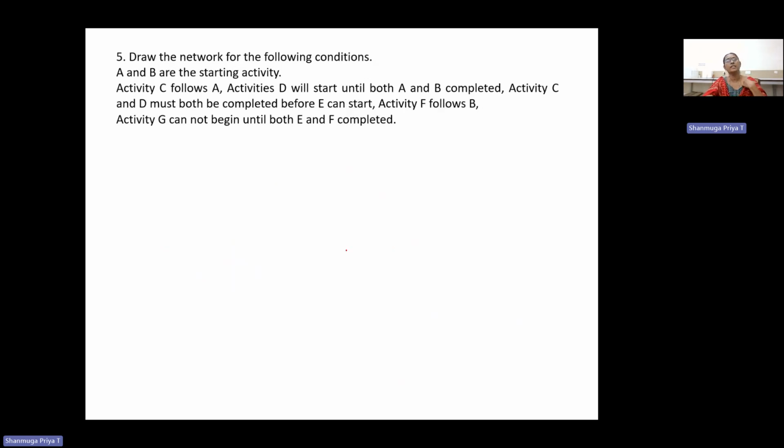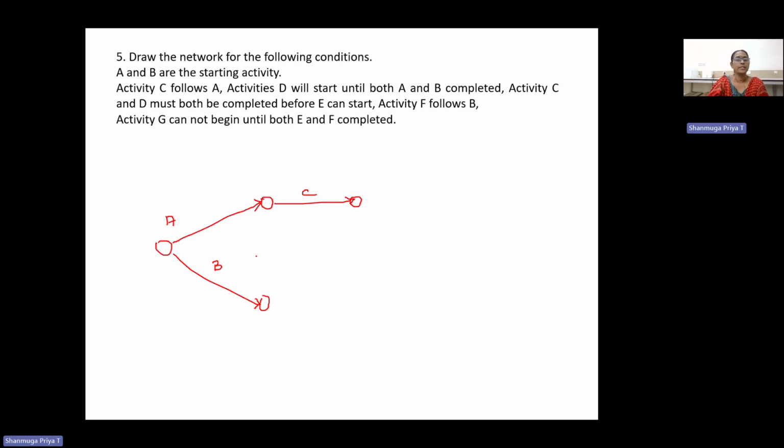So coming to drawing the network for the following condition. So A and B are the starting activities, same way. Here A and B again, A and B are the starting activities. So this is activity A and next is the activity B. So next, arrow mark. So don't forget to put the arrow mark. So next is C follows A. So C follows A.